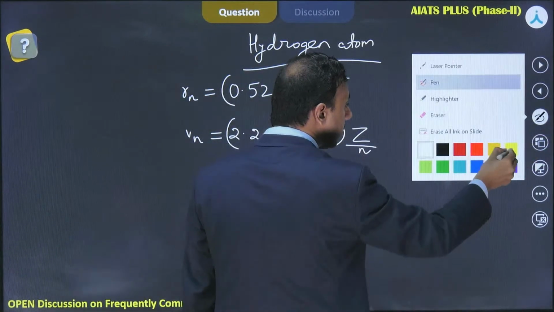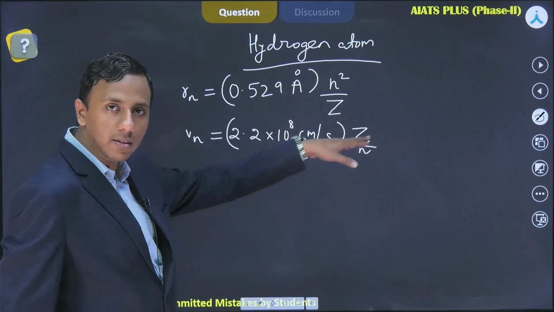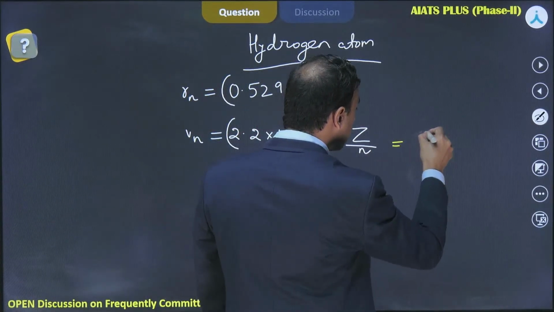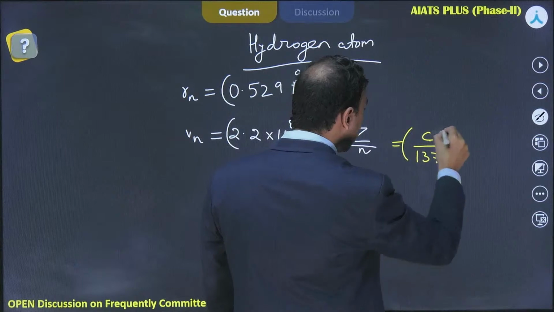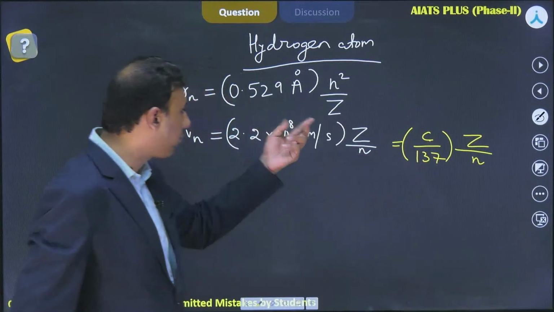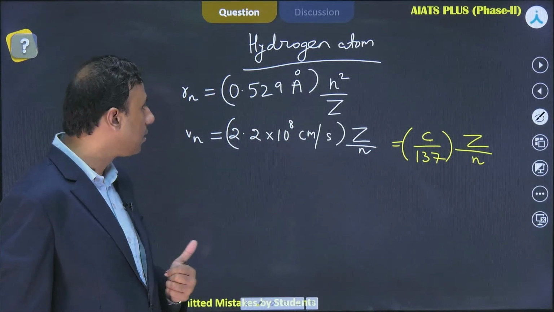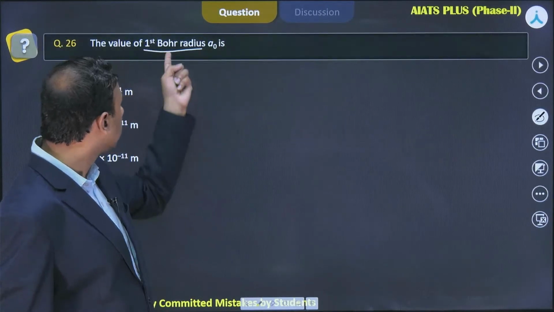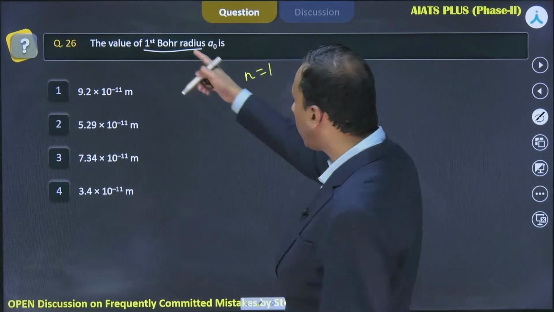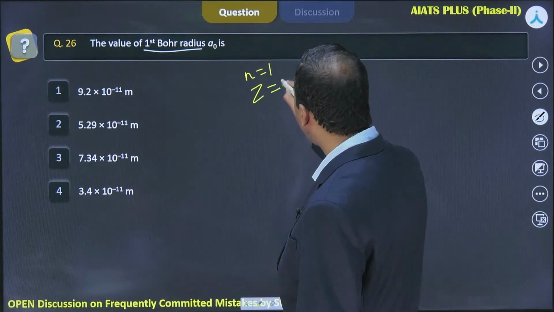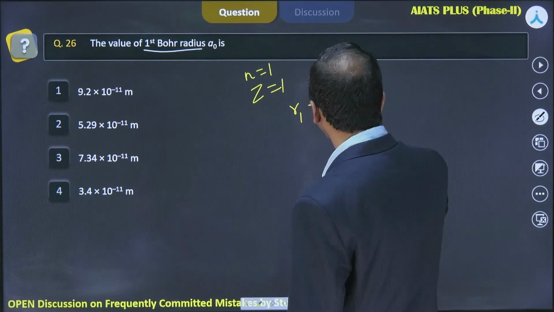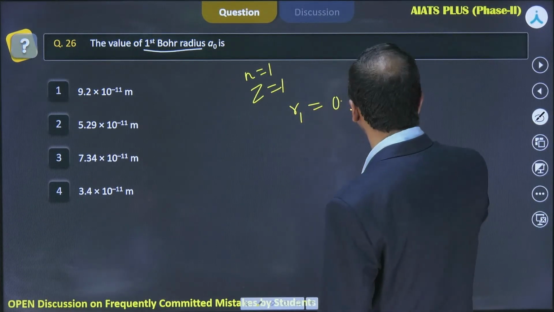Okay? So how will you remember? This one is n square by z and this is z by n. If you want, this expression can also be written as c by 137 into z by n. Z is your atomic number, but I always prefer to use this expression. All right. So if you see, for first orbit, n is equal to 1, and for hydrogen atom we are talking about, so z is equal to 1. So what will be the radius? So R1 they are talking about, right? So 0.529 angstrom, isn't it?